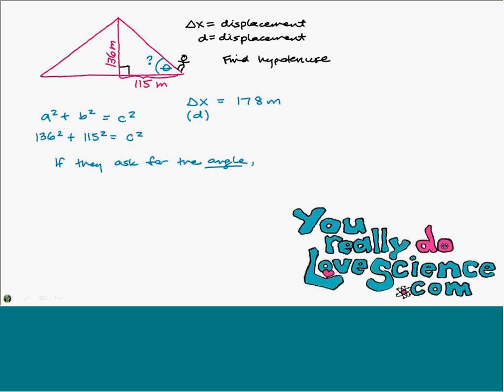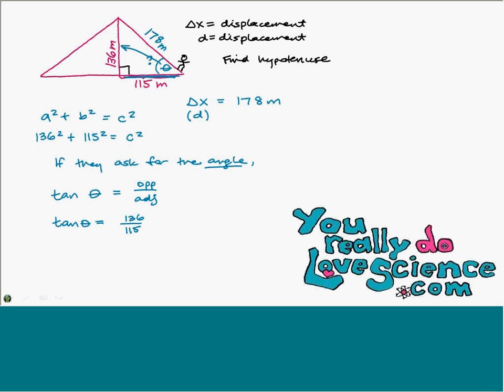I'm going to take tangent just because we have the opposite and the adjacent. But you could also use sine or cosine, since we know all three sides now, because we know that this one is 178. But tangent of theta is opposite over adjacent. So tangent of theta in this problem is 136 over 115, because 136 is opposite and 115 is adjacent. We have the opposite side and the adjacent side.